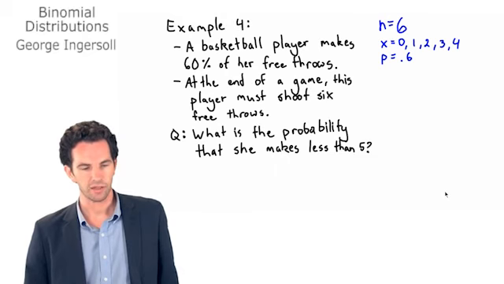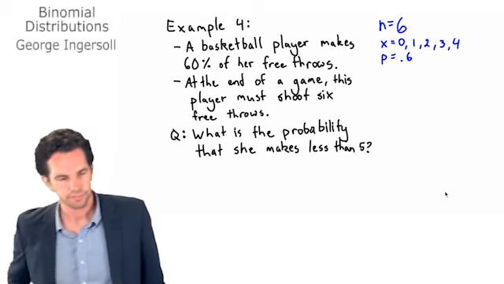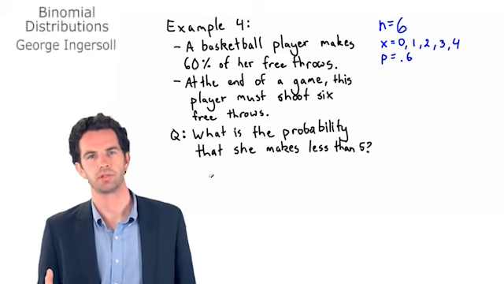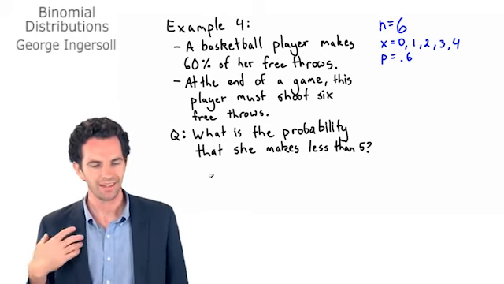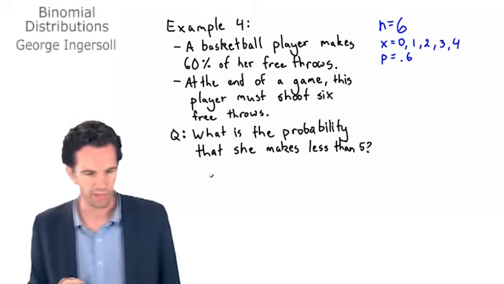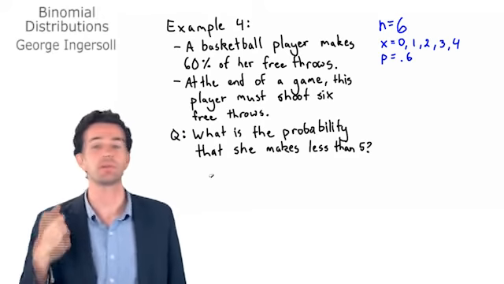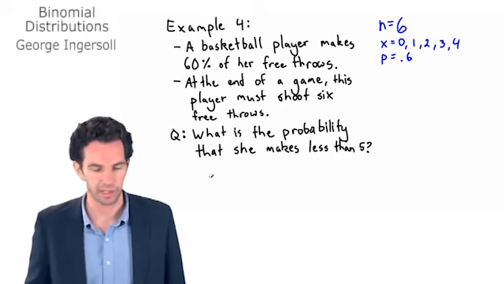All right, let's take a look now at our fourth example. This is the example where we have the basketball player shooting free throws. And the tricky thing here, just to recap, we have a basketball player, she's shooting 6 free throws and she's got a 60% chance to make any single one of them.